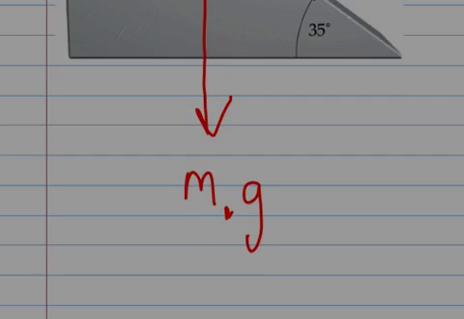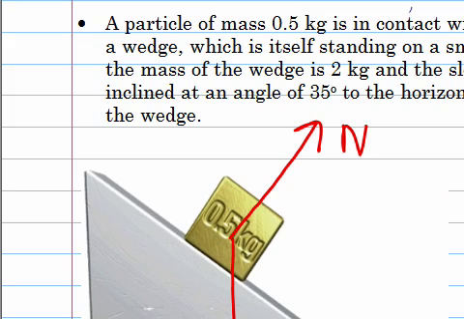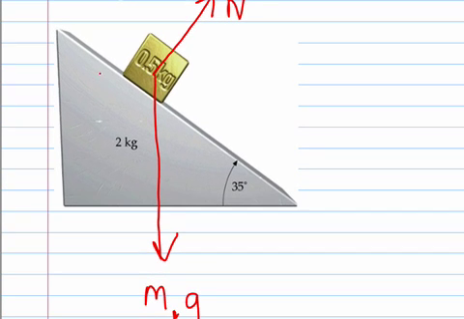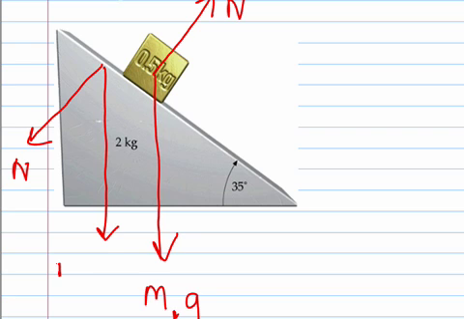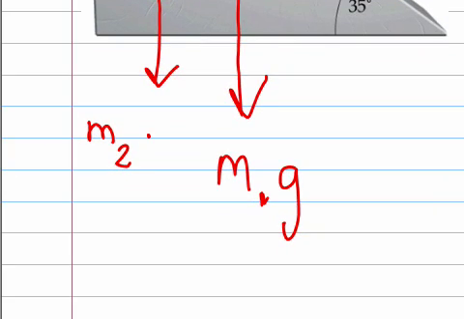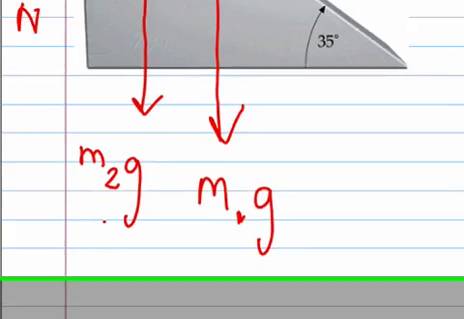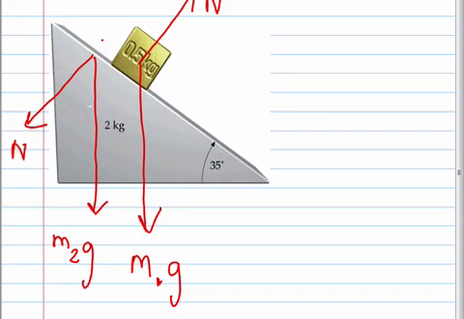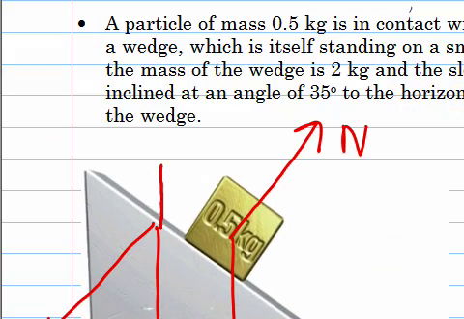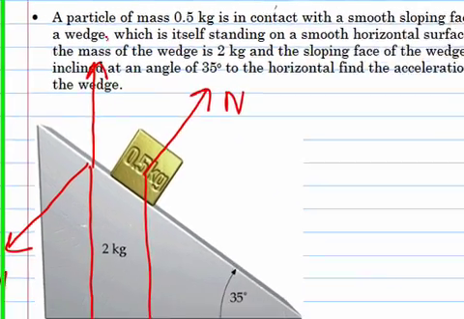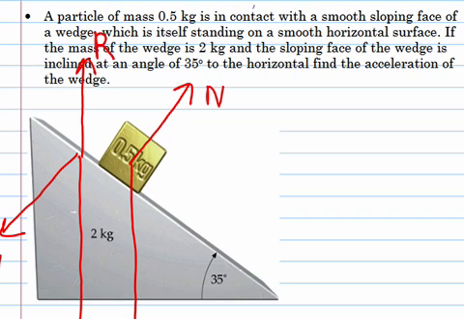Now let's think about the forces acting on the wedge. The wedge has the equal and opposite normal force acting on it. It has the weight of the wedge, I'm going to call the mass of the wedge m2. And there will be a reaction force from the surface that the wedge is sitting on, acting on the wedge, and I'm going to call that R.